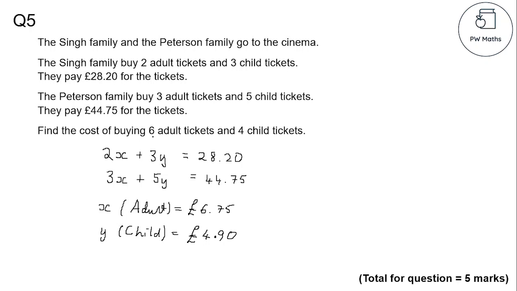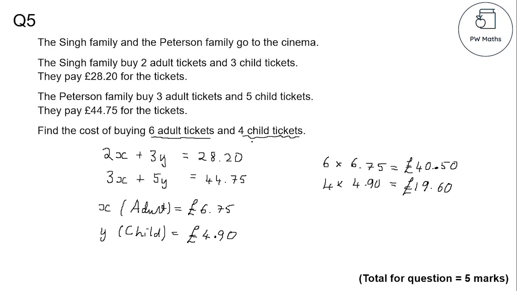Question's almost done, but we want 6 adult tickets. So we need to do 6 times the adult price, £6.75, menu 1, 6 times 6.75 is 40.5. We'll put a 0 on it so it's talking pounds and pence. And then we want to buy 4 child tickets as well. The cost of my child tickets was £4.90, and 4 times £4.90 is £19.60.